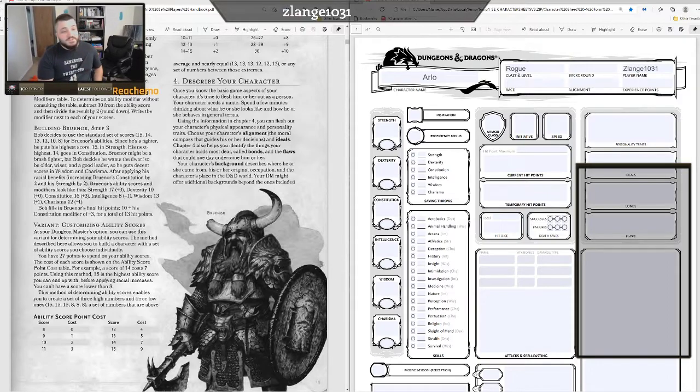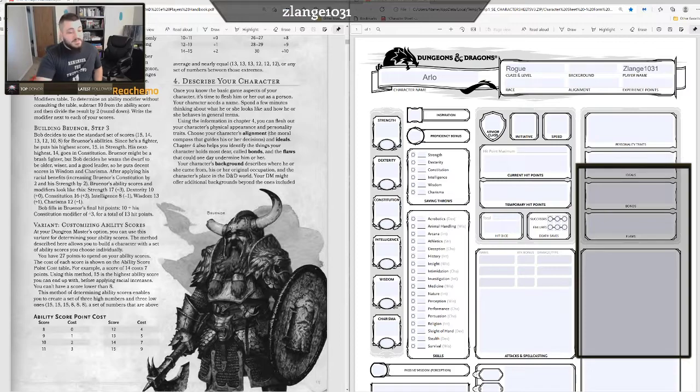Just as a note, commoners have a 10 in every stat. 10 is the average because it goes 1 through 20. So 10 is the bare average. So 15's pretty good, 14's pretty good, 13 and 12 are okay, 10's average, 8 is below average. And then you can allocate them as you will.